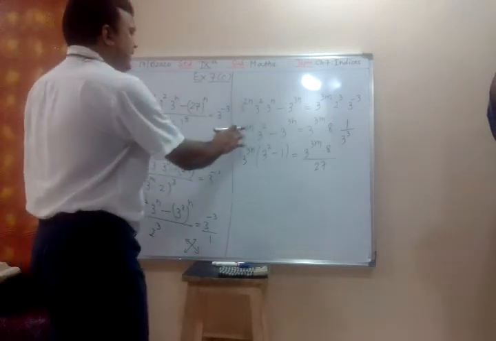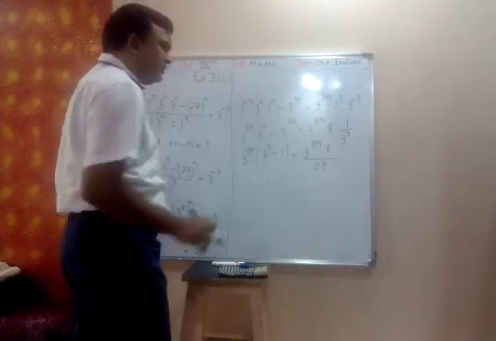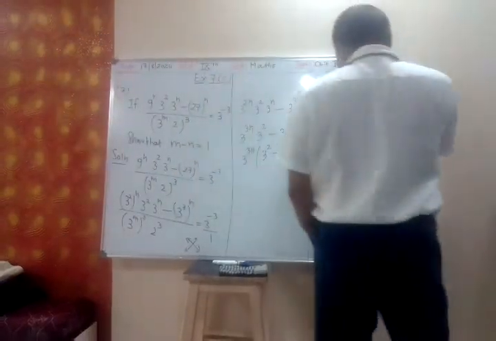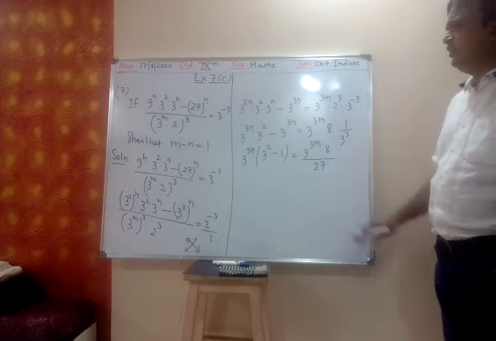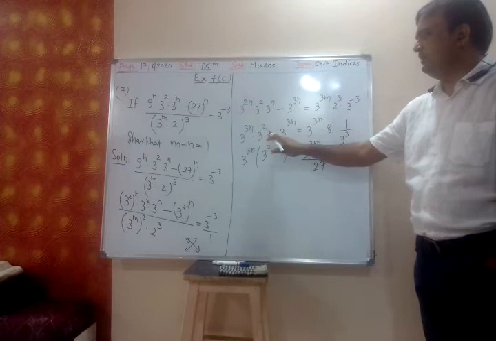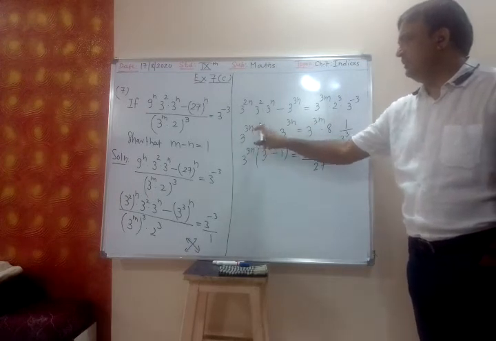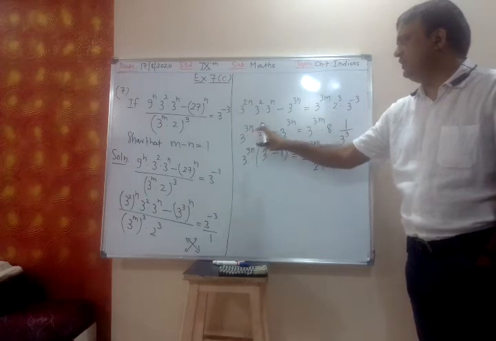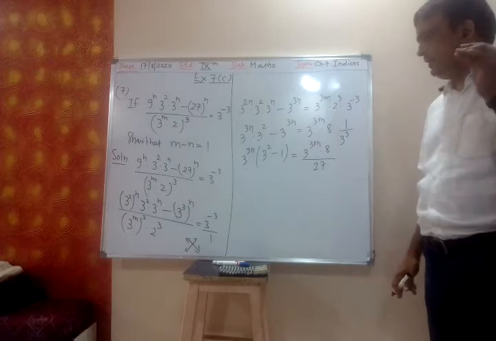There I have taken 3 raised to 3n common. Then what is left? 3 raised to 2 minus 1. You can add the power, but I want to simplify it. So instead of adding 3n plus 2, I will take 3 raised to 3n common, then it is 3 raised to 2 minus 1. Is it clear?